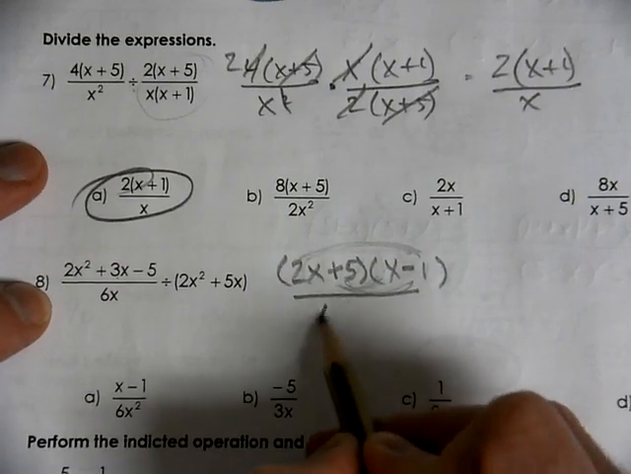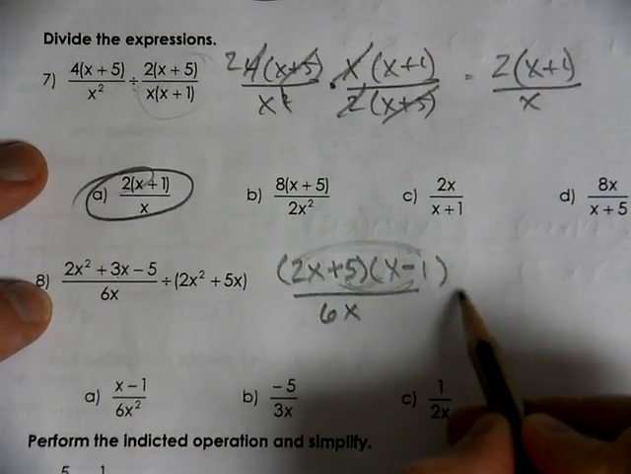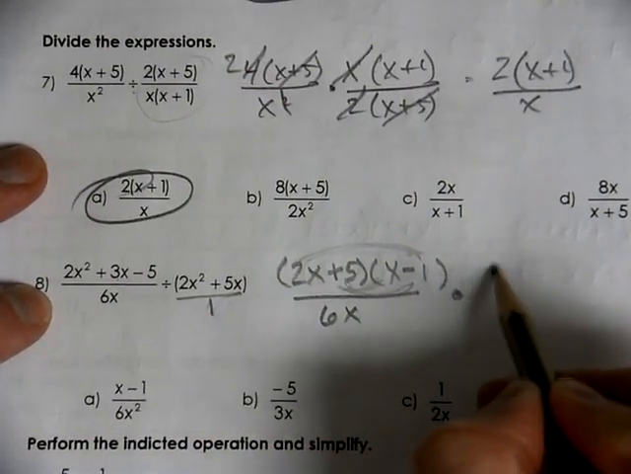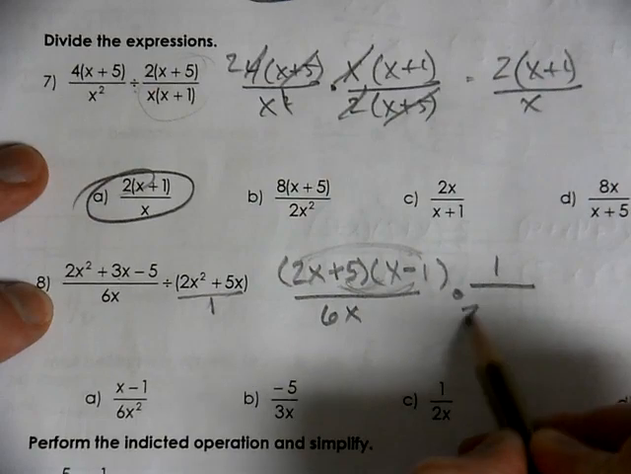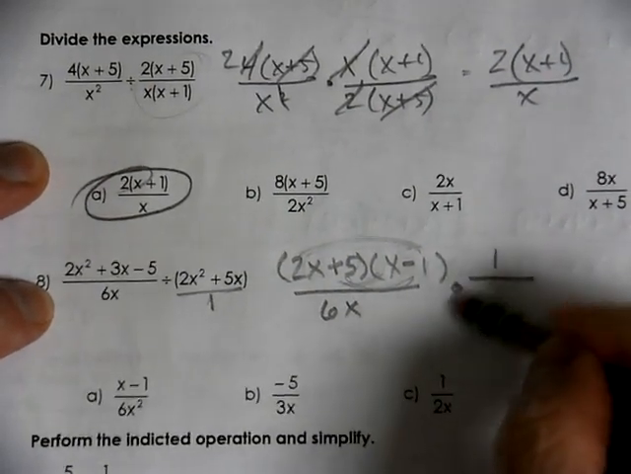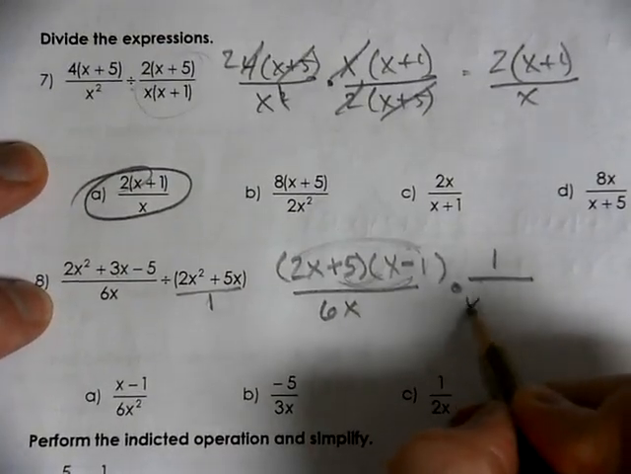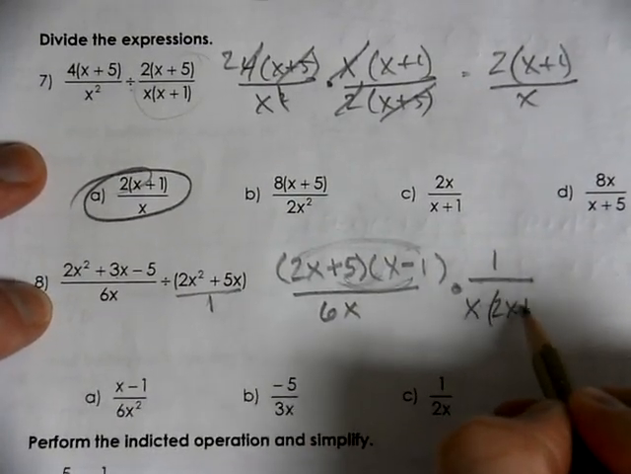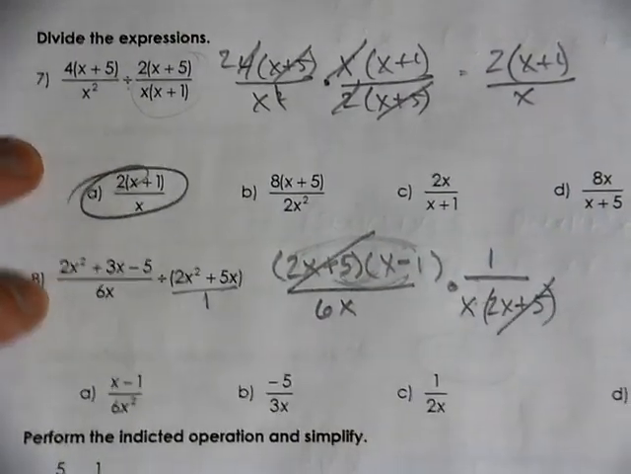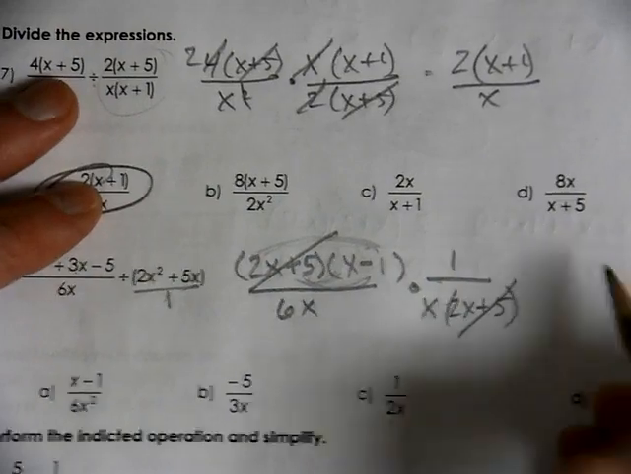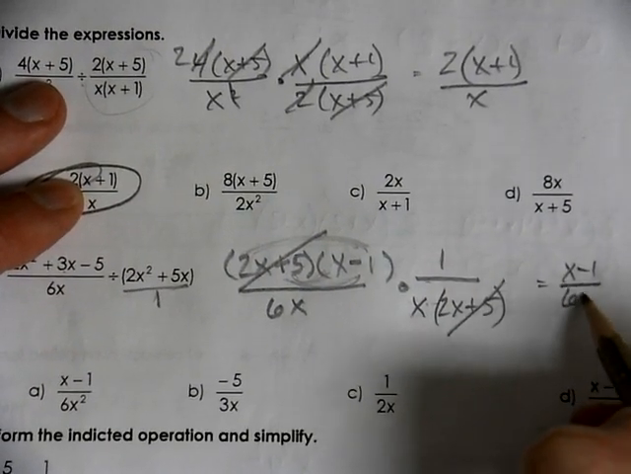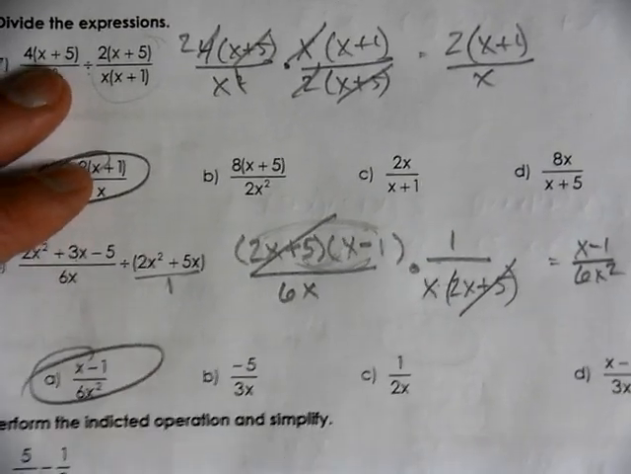Alright, looking good. Here's 6x. Now we're going to multiply. This one is 1 over, so we're going to flip it to be 1 over. Can't pull out a 2, but you can pull out an x. So the 2x plus 5's cross off. And we're left with x minus 1 over 6x squared. Looks like letter A.